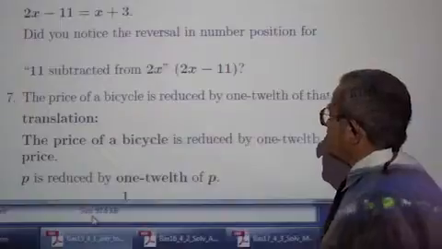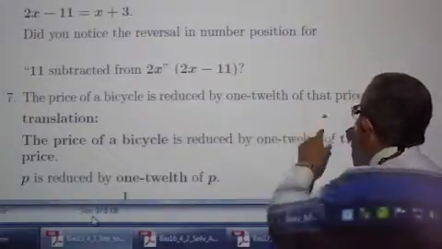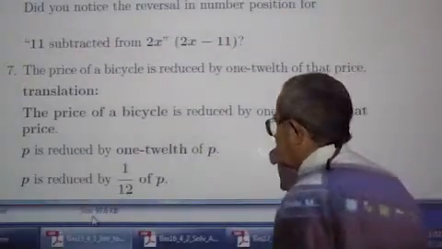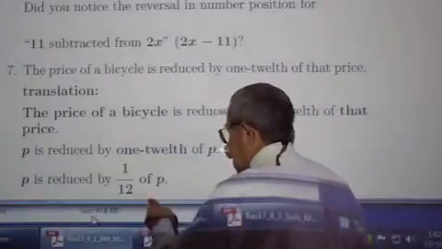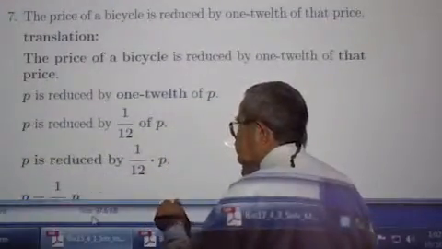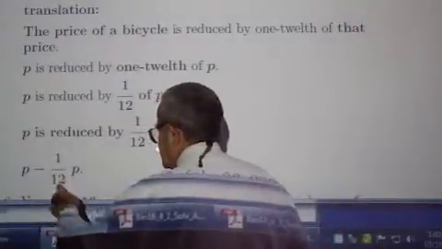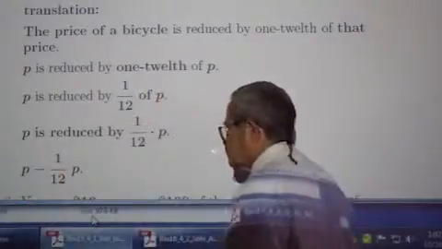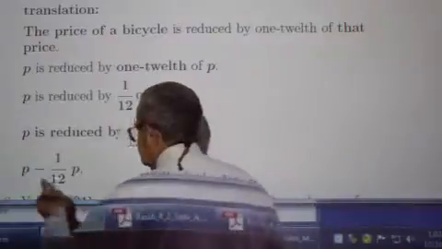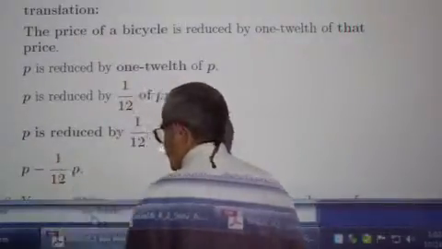The price of a bicycle is reduced by 1/12 of that price. Let P be the price. 1/12 of the price is 1/12 times P. Reduced means you subtract, so you get the price minus 1/12 of the price. You could also write this as P minus P over 12.